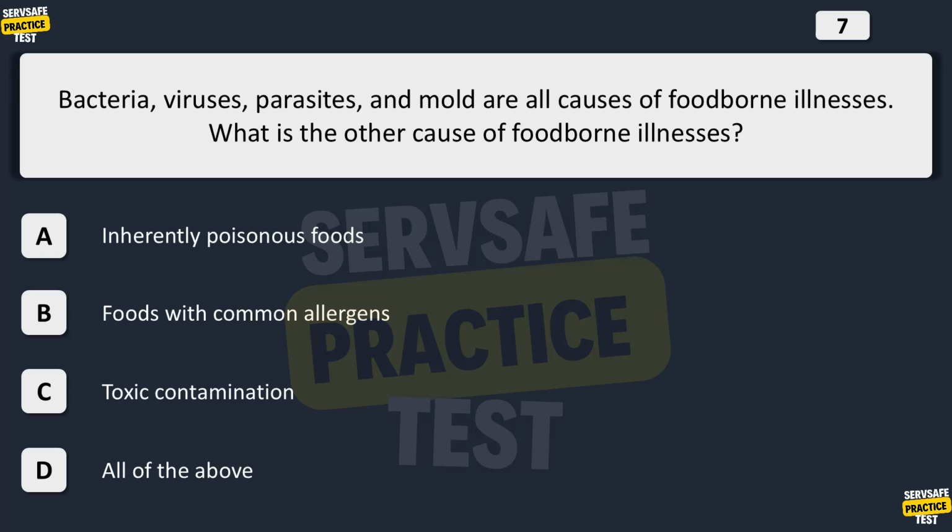Bacteria, viruses, parasites, and mold are all causes of foodborne illnesses. What is the other cause of foodborne illnesses? A. Inherently poisonous foods. B. Foods with common allergens. C. Toxic contamination. D. All of the above.